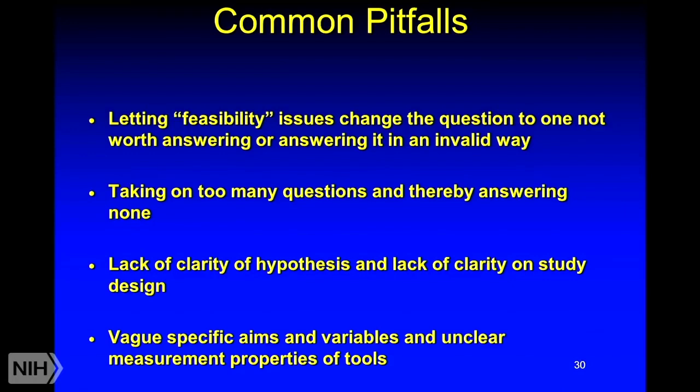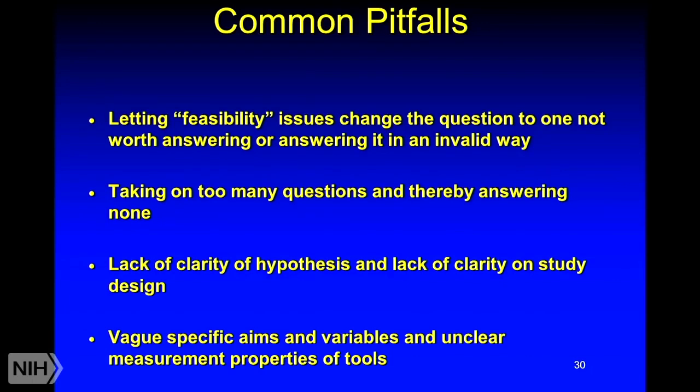So one of the things I notice in infectious diseases, what I do, is we say there is an unmet medical need for this drug because there's resistance to the old drug and people are dying. And then you look at the study design and it's not designed to show the new drug is better than the old one that you were just told was so bad. So it doesn't match the research design to what the stated problem is to begin with. And then finally, the issue we talked about of vague specific aims and variables and unclear measurement properties of the tools that you're actually using.